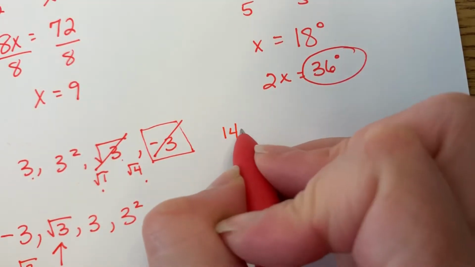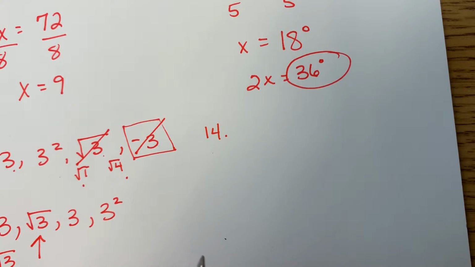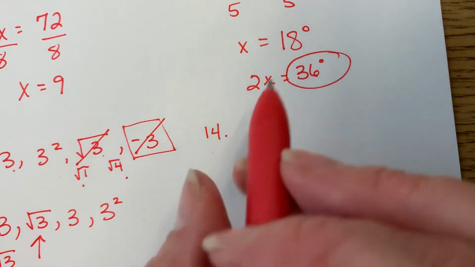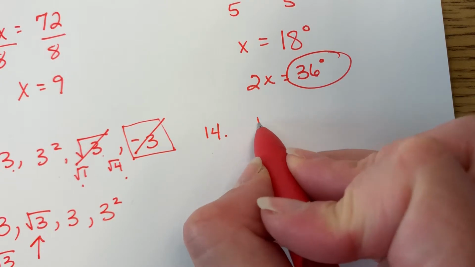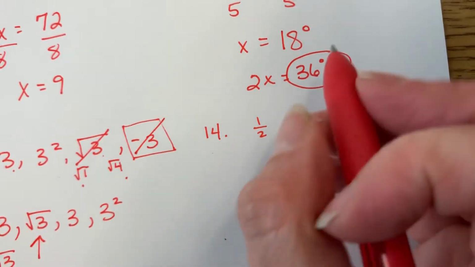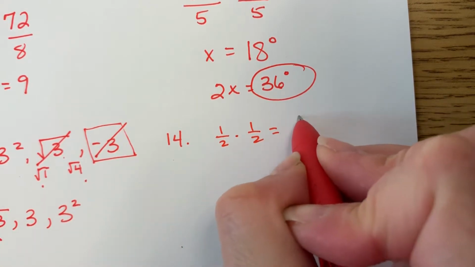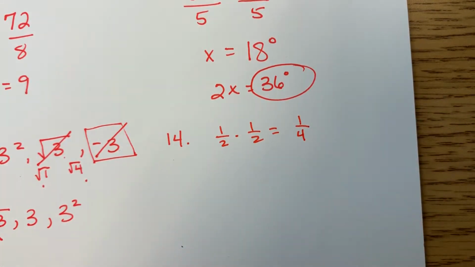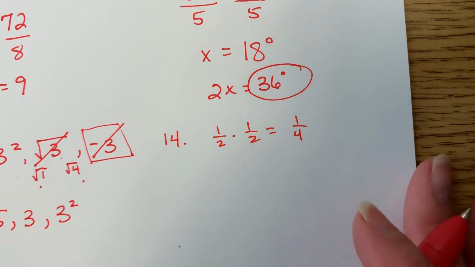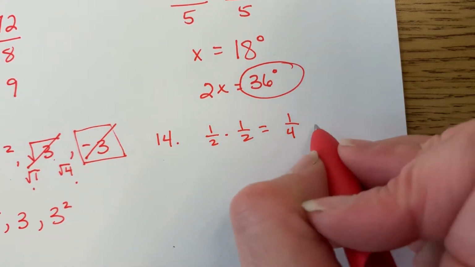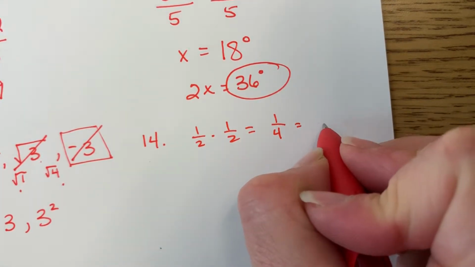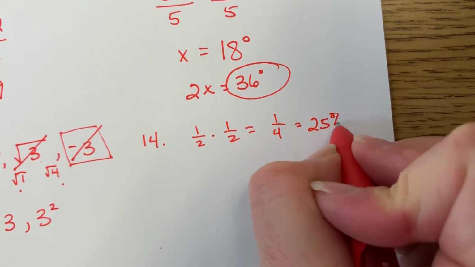Number 14 says, if John flips a fair coin twice, what is the chance the coin will land heads up twice? Well, the first flip is 1 out of 2, or 1/2, and the second flip is 1/2. So if you multiply that out, you get 1/4. But they're asking us for chance, not probability. So if we turn this into a percent, we get 25%.